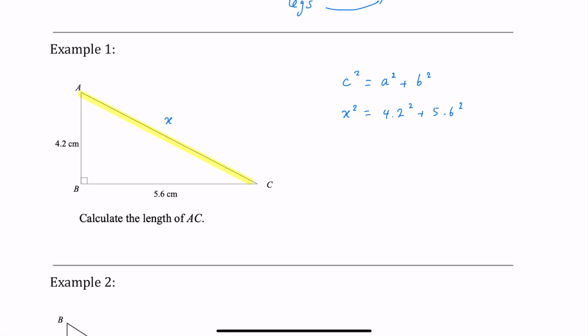Now we'll use our calculator to work out the values of 4.2 squared and 5.6 squared. 4.2 squared is equal to 17.64 and 5.6 squared is equal to 31.36. If we add those up, we get 49. In order to find x, we need to square root both sides of the equation. So we get square root of 49, which is equal to 7. Therefore, the length of AC is 7. And now we're done our first example. Let's go down and do another example.